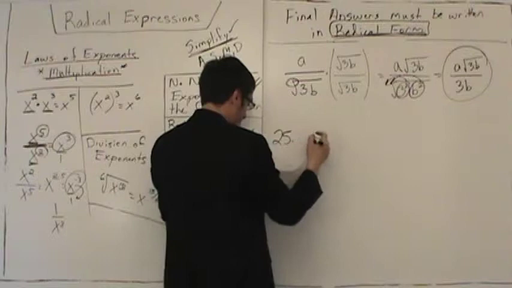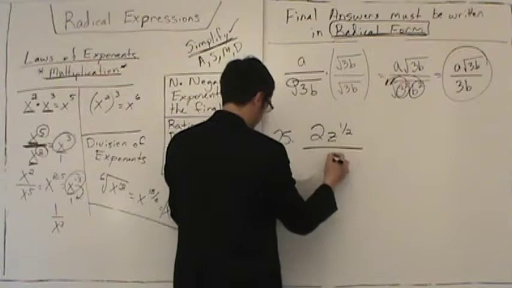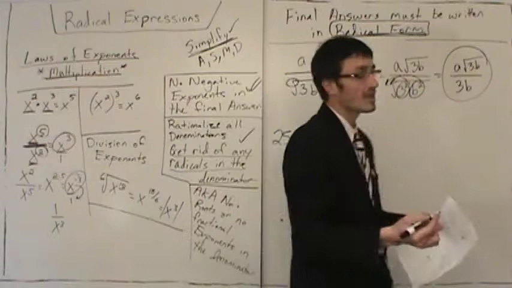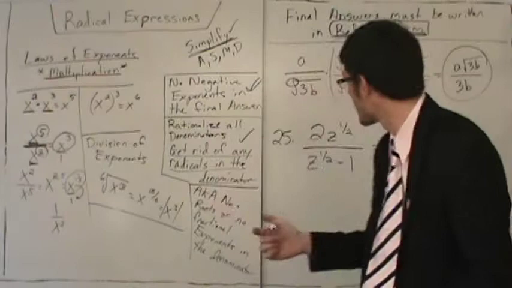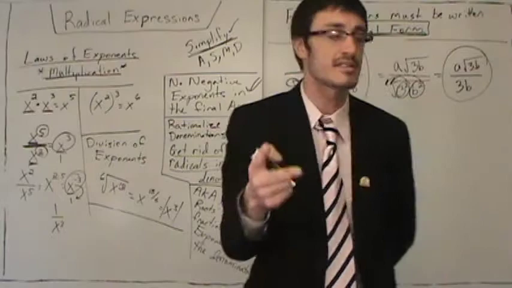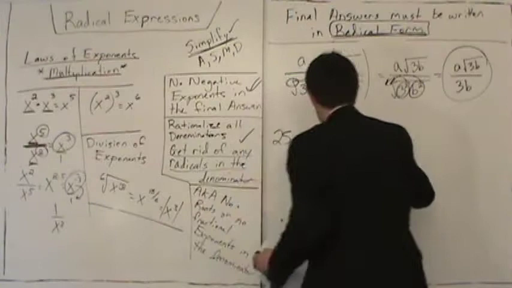Now, we're looking at number 25. Notice number 25 is slightly different. We have 2z to the 1/2 power over z to the 1/2 power subtract 1. Now, students look at this problem at first and say, hey, this looks completely different than anything I've ever seen in this class. This does not look familiar to my eyes, because notice, what do we have in the denominator? We have addition. But in fact, in the previous lessons, you've already seen an example just like this. We have addition in the denominator.